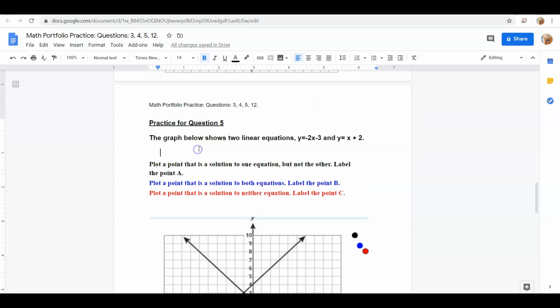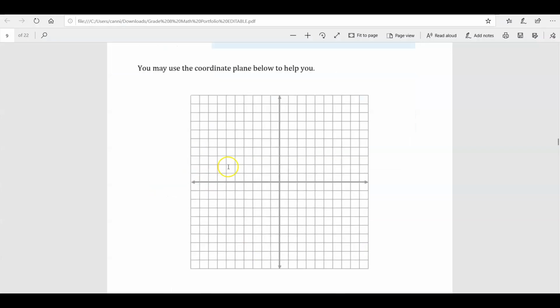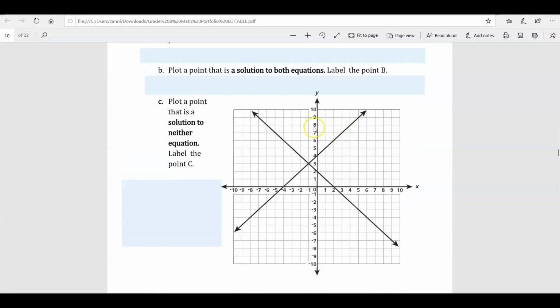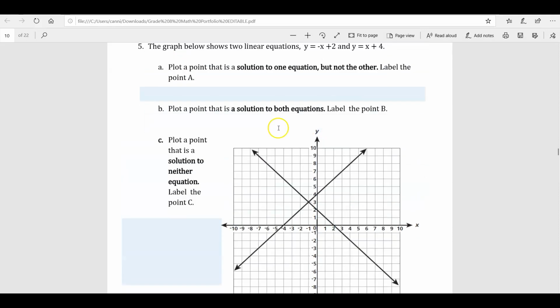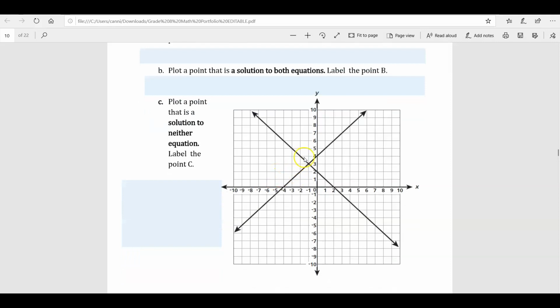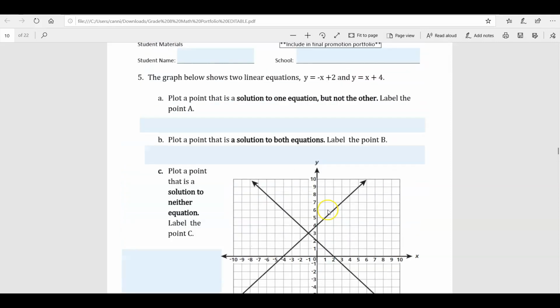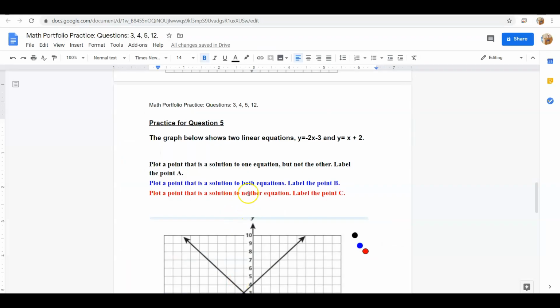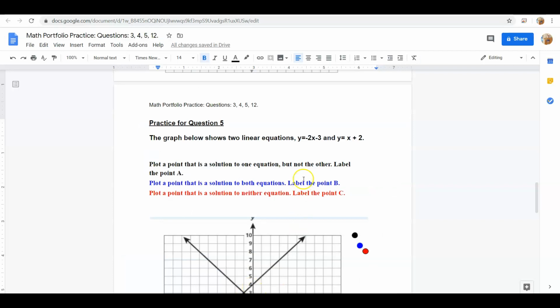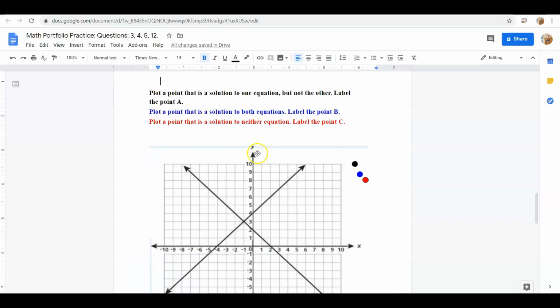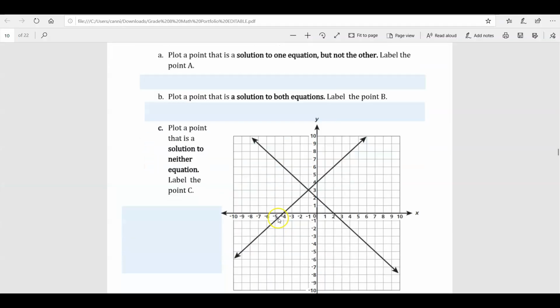So when you see your question 5 on the portfolio, you're going to see a graph. There's going to be two equations on that graph, y equals negative x plus 2, y equals x plus 4, and you're going to be asked to do three different things. So this is what the graph looks like on your portfolio. And here's what the graph will look like in our practice question. As you could see, the numbers are different, so they will not be the same graph. The graphs are different.